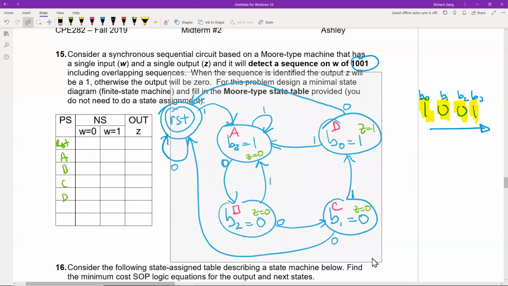Do you agree? Right. And then what we also said, so let's just do one part so far, real quick. We know that the output should be 0 for all of them except for when the present state is D, meaning that you've caught the full sequence.